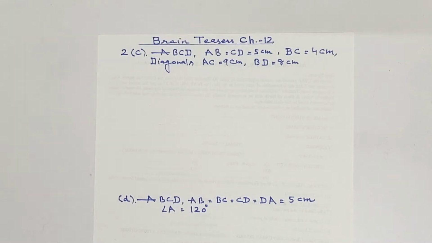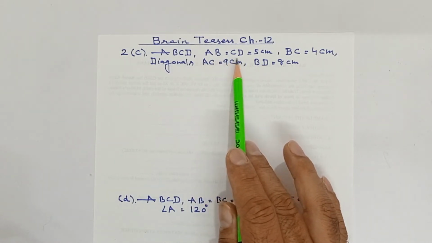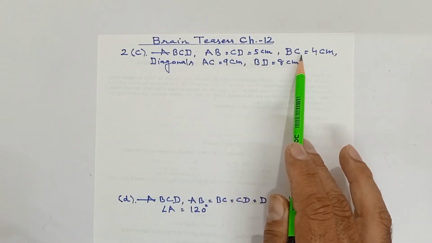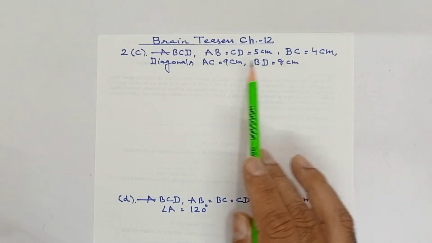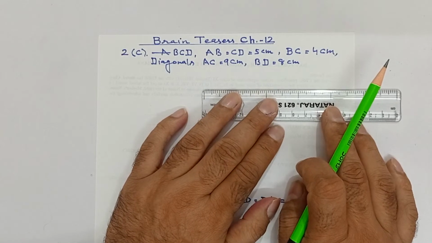Hello everyone, in this video I am going to do Brain Teasers chapter number 12 question number 2 part C. In previous videos I have explained other questions related to constructions. In this question, quadrilateral ABCD is to be constructed. Two sides are given, this is the third side, 4 centimeter. Diagonals are given. So how will you construct here?